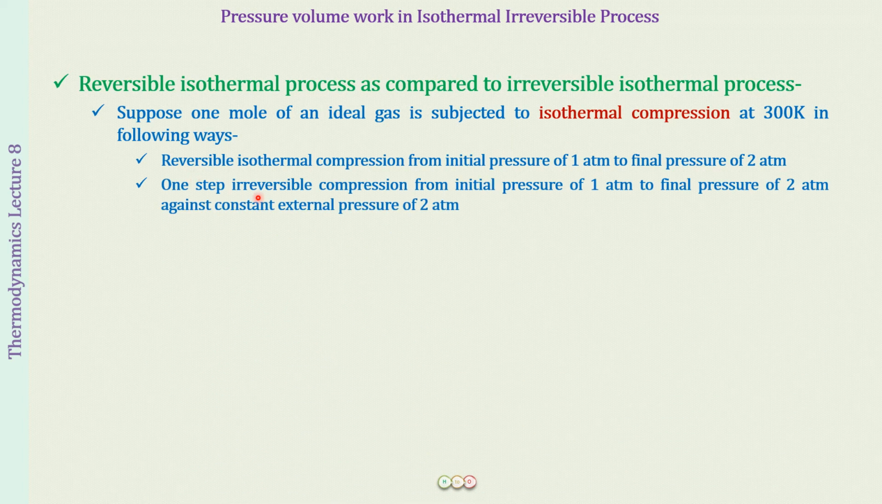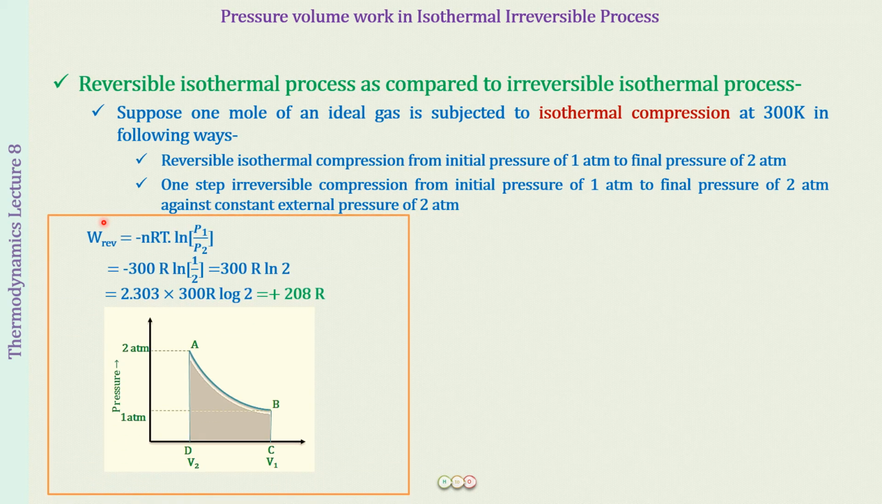And then we have the irreversible process, again from the same initial to final values against a constant external pressure of 2 atmosphere. Okay, so again, if the constant external pressure is being used, it is going to be an irreversible process. So what is going to be the work done? So first case, we have the reversible process. The formula that we will be using will be the same, minus nRT, natural log of P1 by P2. If you put down the values, what you will be getting is that the work done will come up as plus 208 R.